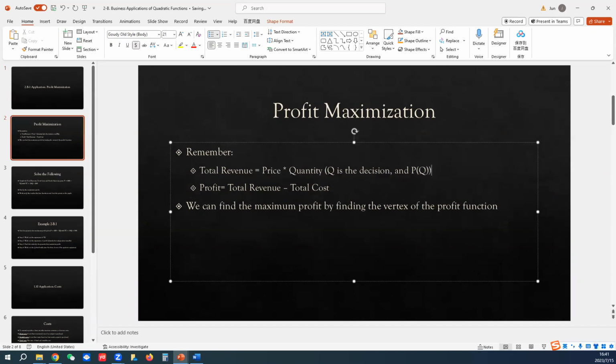What does that mean? That actually means that firms are making decisions on how many products to release to the market. They shouldn't be directly influencing the price of the market. The price of the market is dependent on the availability of this product in the market. And then profit is the difference between revenue, which is your income, and cost. So the profit is actually the net gain. So we can find the maximum profit by finding the vertex of the profit function if that's a quadratic.